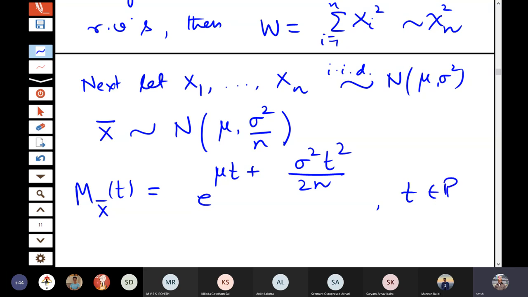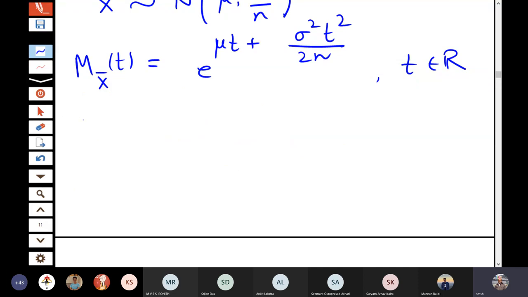Is that okay? Is this statement clear? Because we have already done this part earlier. Let us do some more transformation.